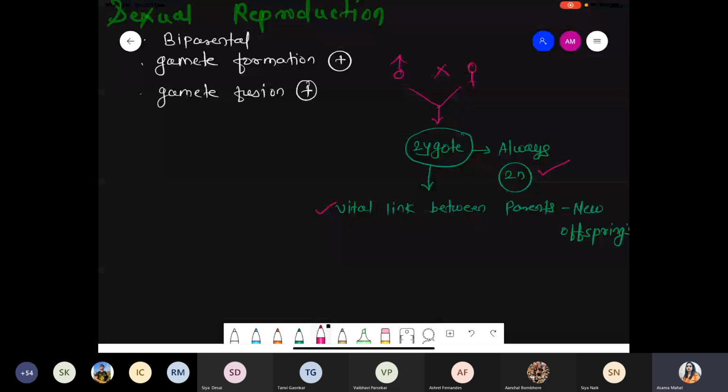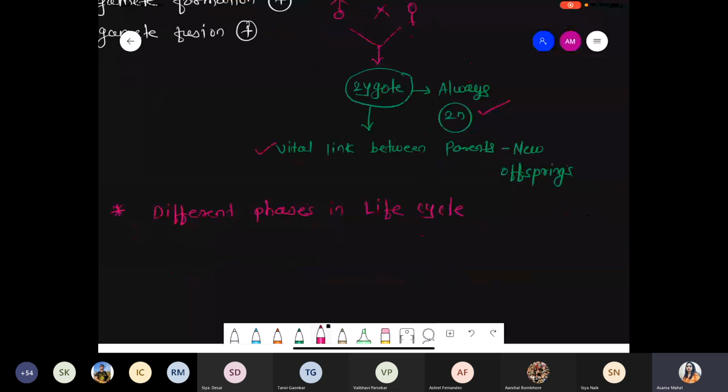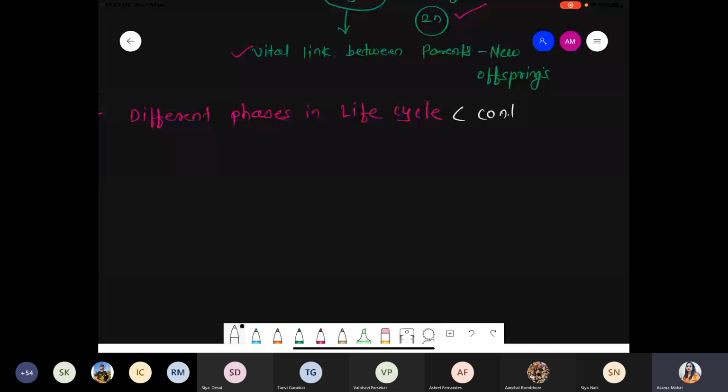So next point, we are talking about different phases, life phases actually, different phases in life cycle. And please remember this point, whatever we are talking about, all these phases are controlled by hormone, even in case of the plant as well as in case of animal also. Three important phases are there.